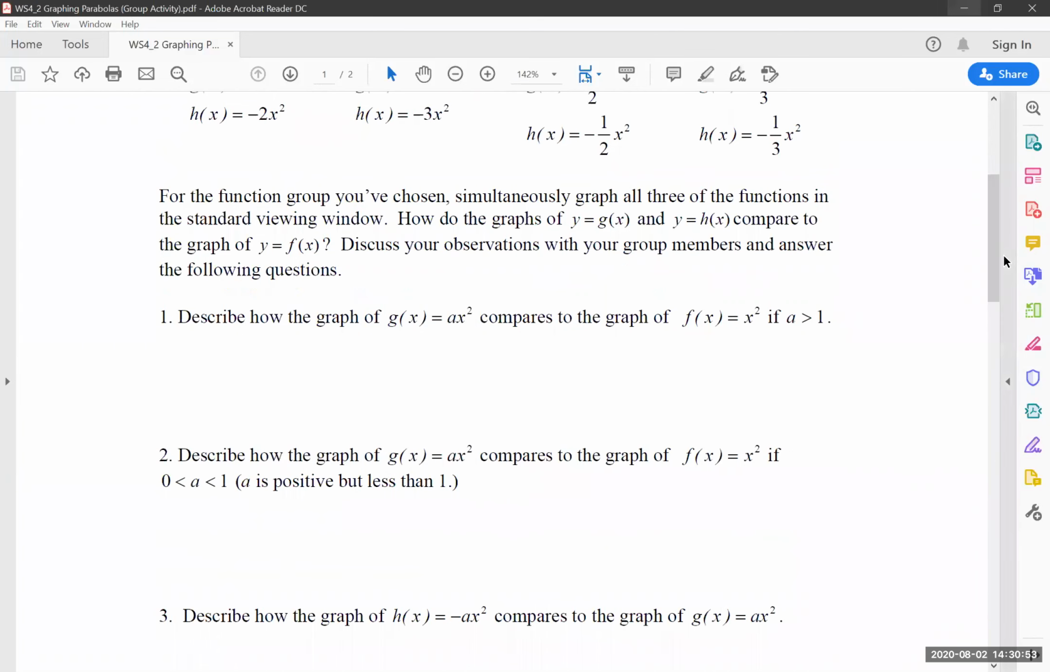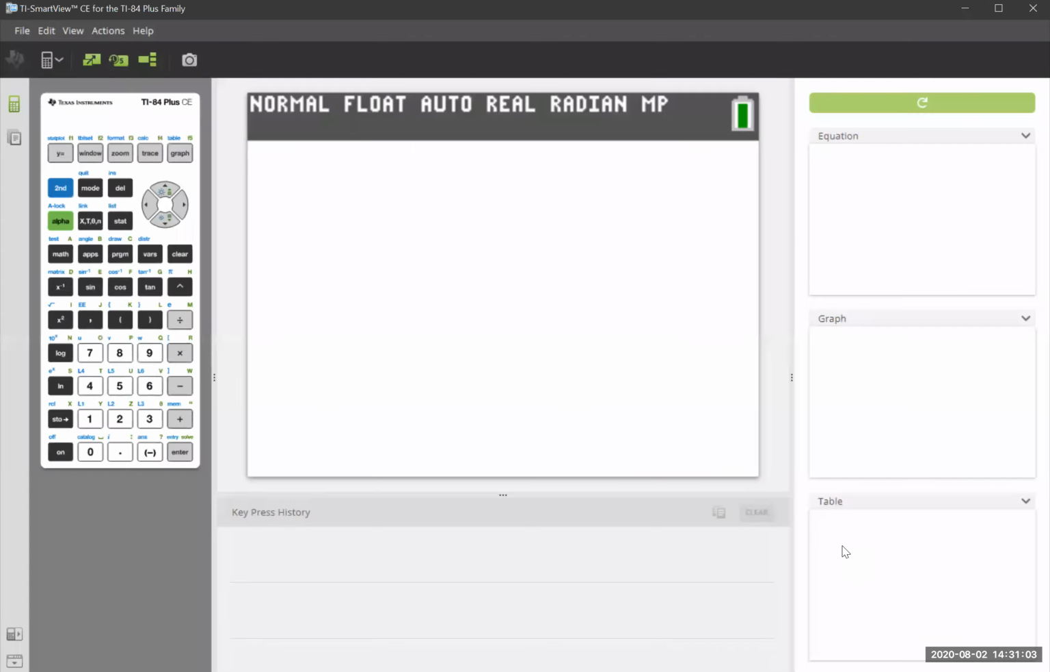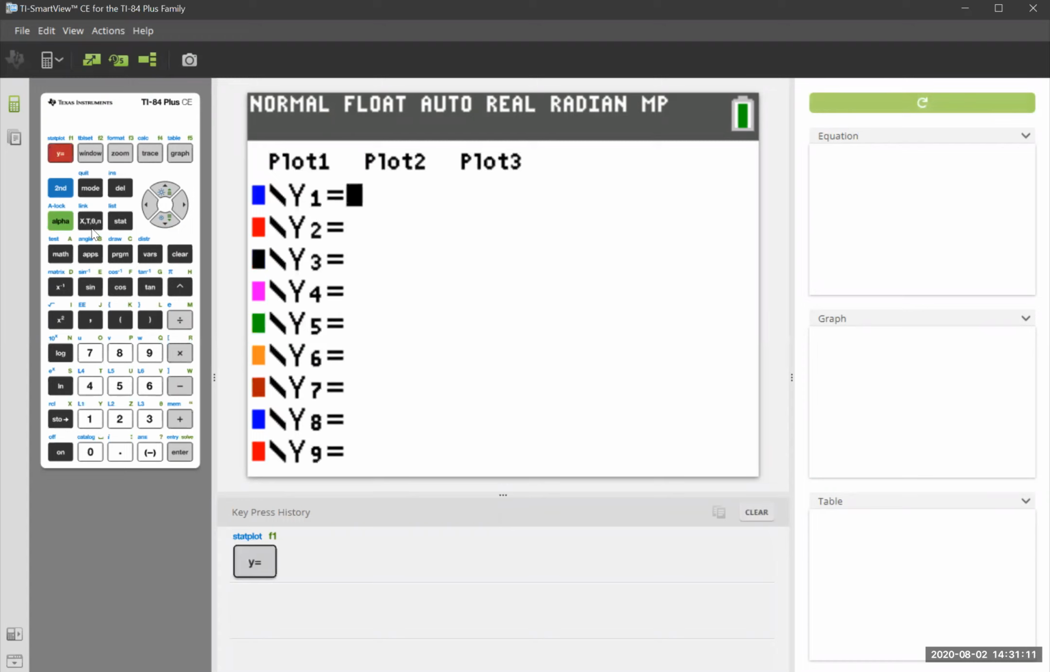So let's go ahead and move over to our calculator. Again, we're just going to look at what the graphs look like. At this point, we're not going to graph them by hand. We're just going to start off with just looking at the visual. So if we go into y equals, I'm going to put my parent function in first. My variable key is next to my alpha key, and my squared key is right above the log key. So here's my x squared.